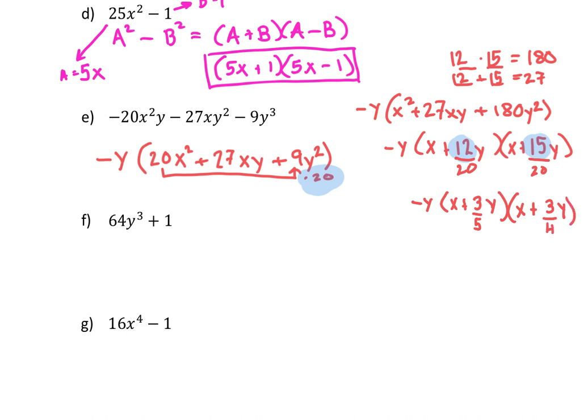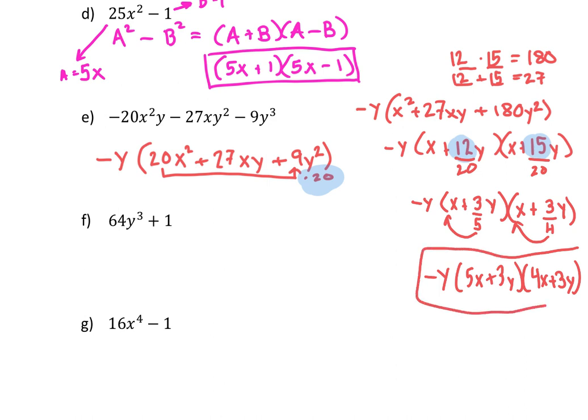Okay, the last thing that we need to do is bring up the denominators. So we have negative y, 5x plus 3y, 4x plus 3y. And that is our factorization. Congratulations, we just, I think, did one of the hardest ones on the test review.